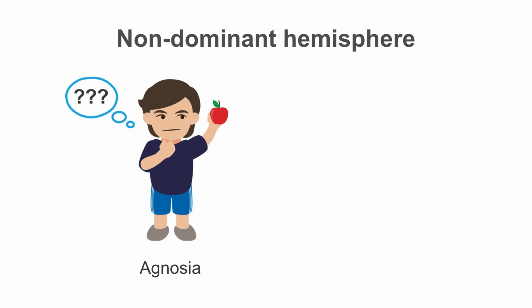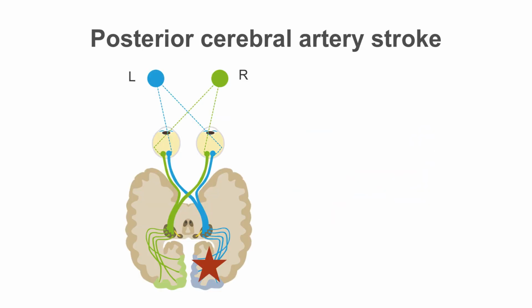Alternatively, with an infarct of the non-dominant right hemisphere, the patient instead will exhibit agnosia, lack of ability to recognize objects, and neglect. Posterior cerebral artery stroke will affect the occipital lobe, producing defects in the optic radiations and the calcarine or visual cortex. Thus, the visual fields are affected, producing a homonymous hemianopsia.